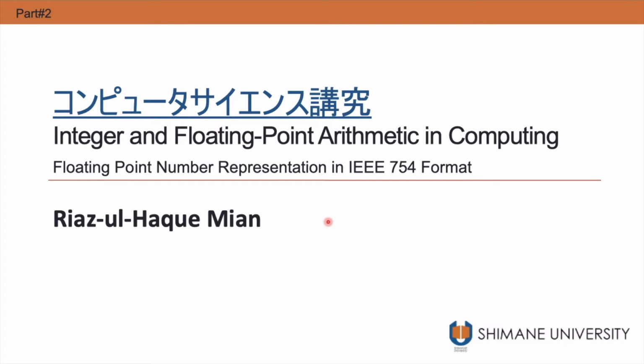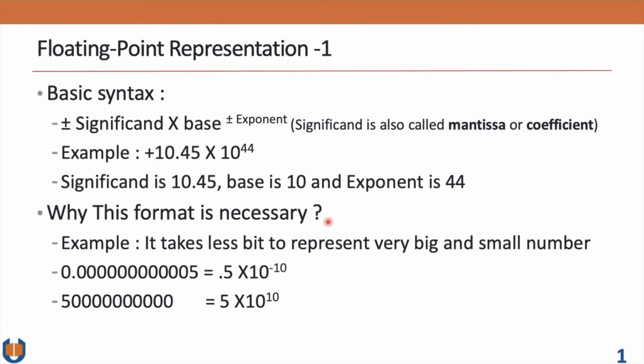So in this part I am going to discuss floating point number representation and its standard, I mean the IEEE 754 standard. As part 1, I have discussed many types of number systems. Here I will discuss the floating point number representations.